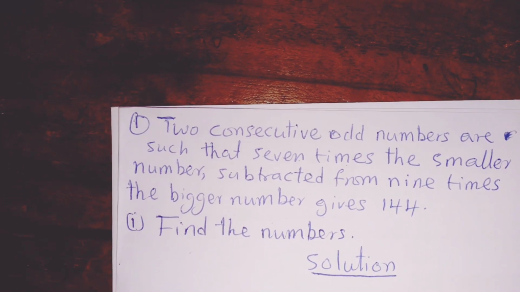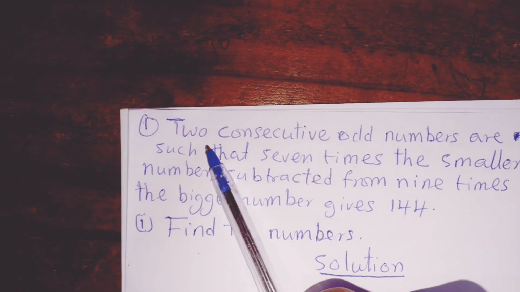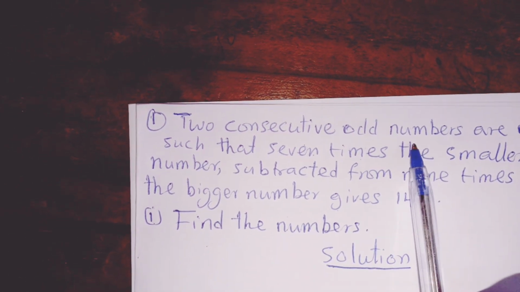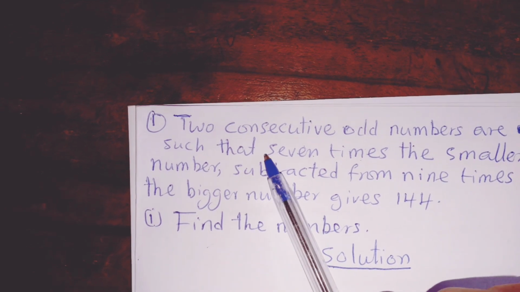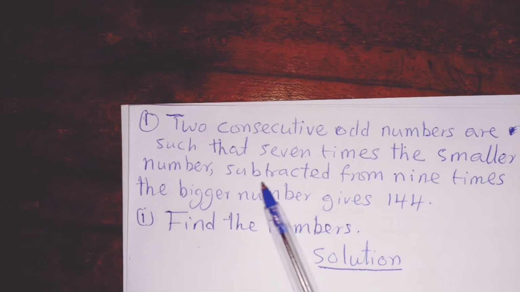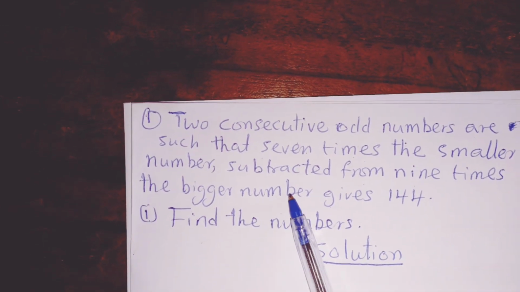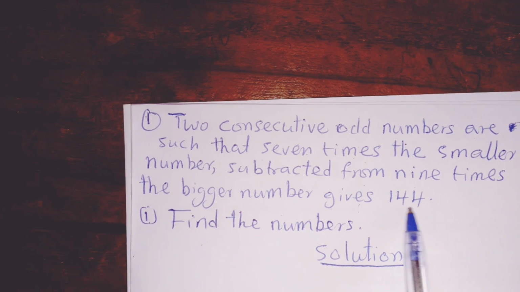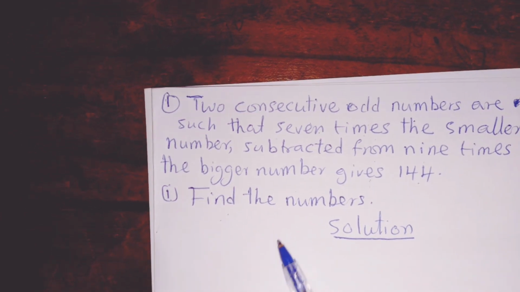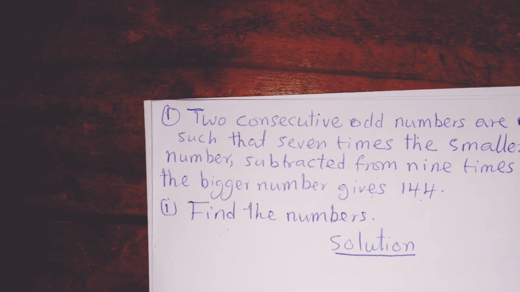There is a question here that I want us to have a look at. Two consecutive odd numbers are such that 7 times the smaller number subtracted from 9 times the bigger number gives 144. Find the numbers.